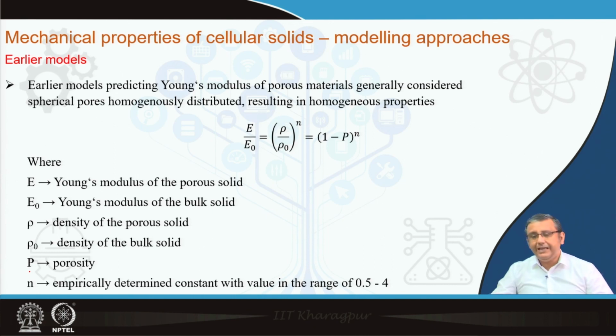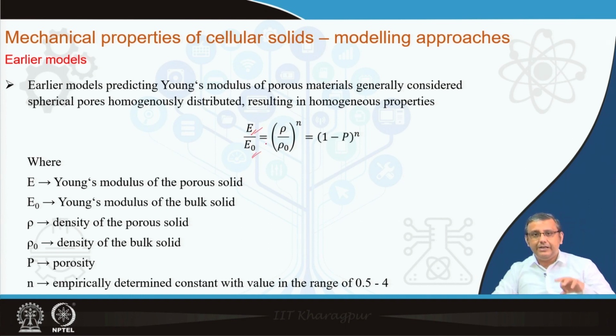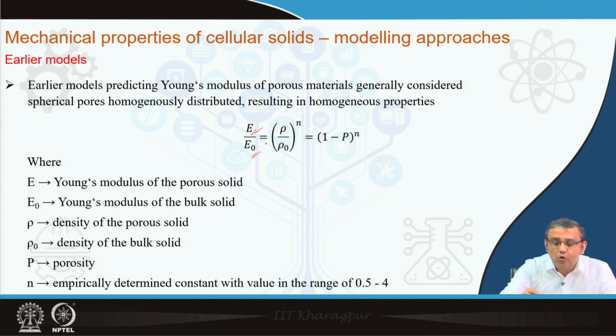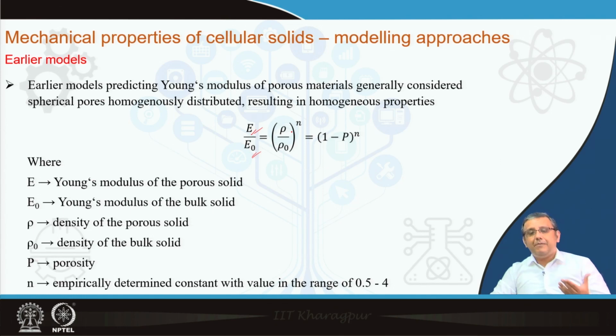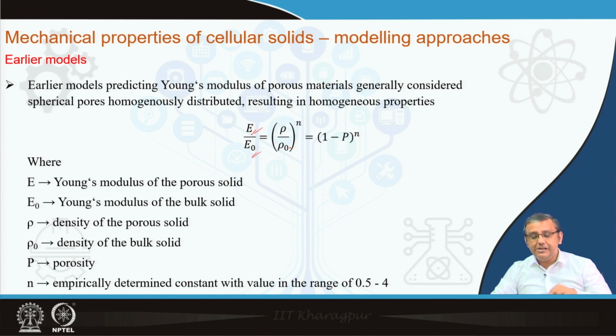That means, here capital E that we see over, this is the Young's modulus of the porous material, and E0 is the modulus of the bulk material or bulk solid of which the porous material is made, and this rho by rho 0 is the relative density, where rho is the density of the porous material and rho 0 is the density of the bulk solid, and n is an empirical constant. That means, we can simply use this expression for finding out the value of n. By varying the value of n, we can actually fit this expression to experimental data.